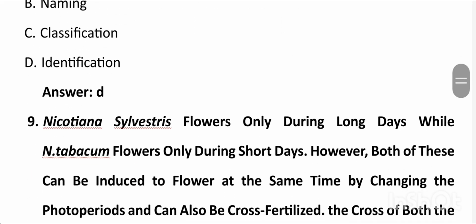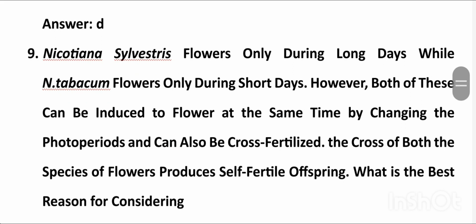The next question is question number 9. Nicotiana sylvestris flowers only during long days, while Nicotiana tabacum flowers during the short day. So Nicotiana sylvestris is a long day plant and Nicotiana tabacum is a short day plant. However, both of these can be induced to flower at the same time by changing the photoperiod, and can also be cross fertilized. That means they can be hybridized by the process of artificial hybridization. The cross of both species produces self-fertile offspring.